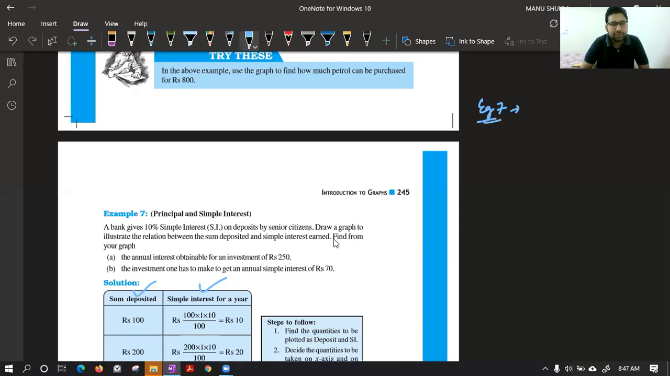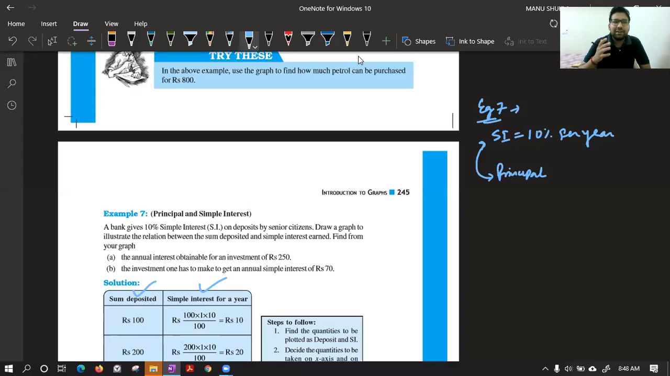A bank gives 10% SI on deposits by senior citizens. So for senior citizens, they are giving an SI of 10% per year. After 1 year, you will get 10% extra of whatever you submit in the bank. Now they are saying, draw a graph to illustrate the relation between sum deposited and simple interest earned. So we want to find the relation between principal and SI after 1 year.